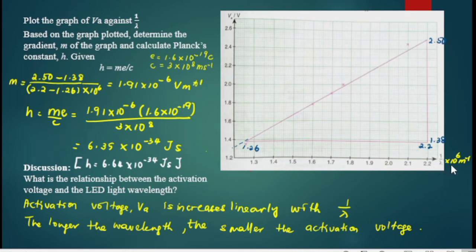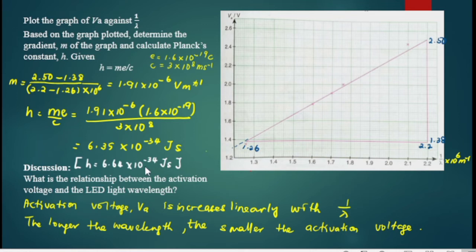Based on the graph plotted, determine the gradient m of the graph and calculate the Planck constant h, given the formula h equals m e divided by c. The value of e and the value of c are also given. Calculate the gradient from the triangle drawn on the graph. You get a gradient equal to 1.91 times 10 to the power of -6 volt meter. Using the formula h equals m e divided by c, substitute the value of the gradient, the value of e, and the value of c. We get the value of h from this experiment as 6.35 times 10 to the power of -34 joule second, compared to the theory value of 6.64 times 10 to the power of -34 joule second.